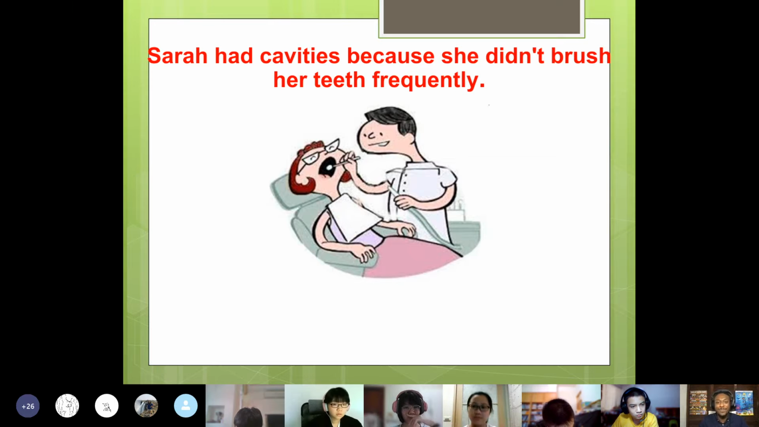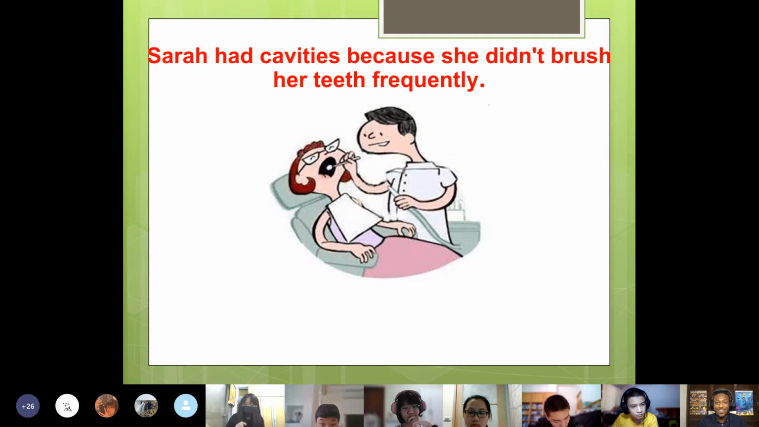What do you think? If Sarah had brushed her teeth frequently, she wouldn't have had cavities. Okay, that was very close. So she wouldn't have had cavities.